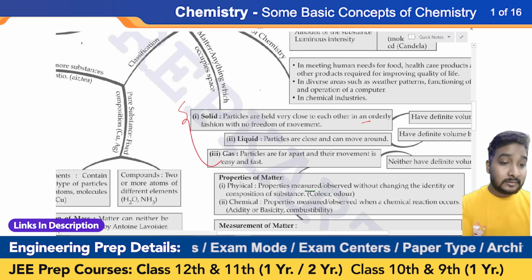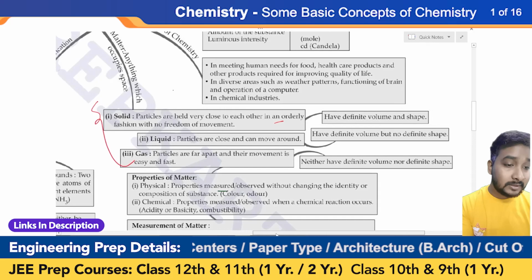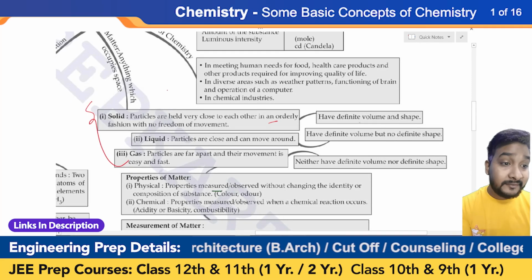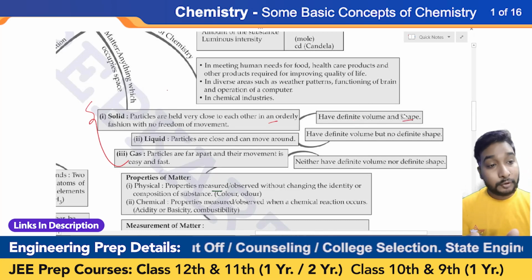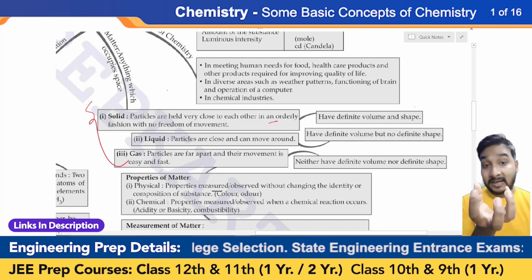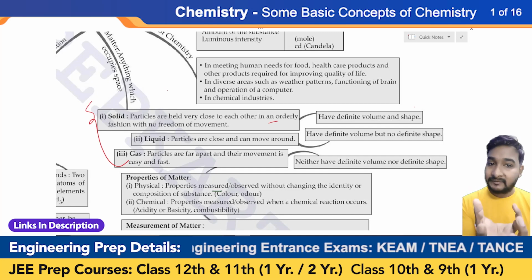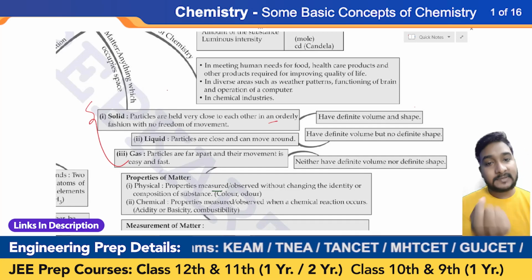Okay, one very important thing about these types: if we talk about the solid, they have definite volume and shape. Their shape is fixed, their volume is fixed. If I am taking a cube of iron, iron is a solid. All the particles of iron are compactly packed with each other, right? So the volume is fixed as well as the shape is fixed.